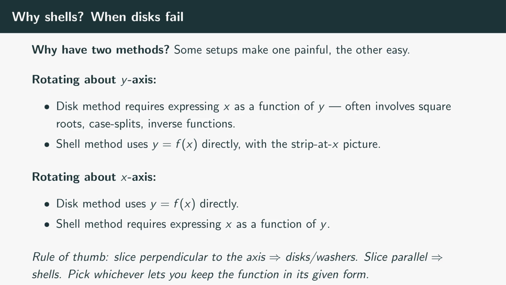Rule of thumb: slice perpendicular to the axis of rotation, you get disks or washers. Slice parallel to the axis, you get shells. Pick whichever method lets you keep your given function in its given form, without inverting. Or, equivalently, pick the method whose slicing direction matches the variable your function is given in.